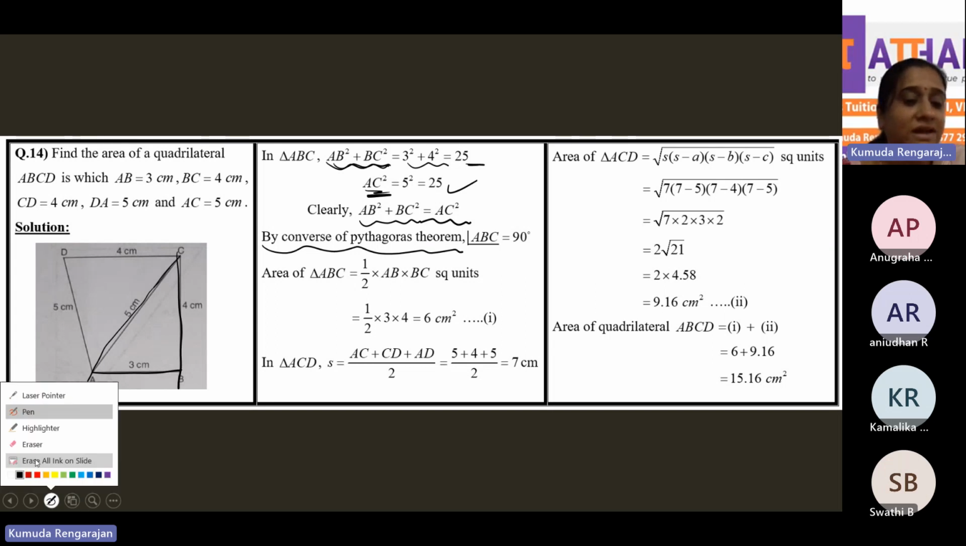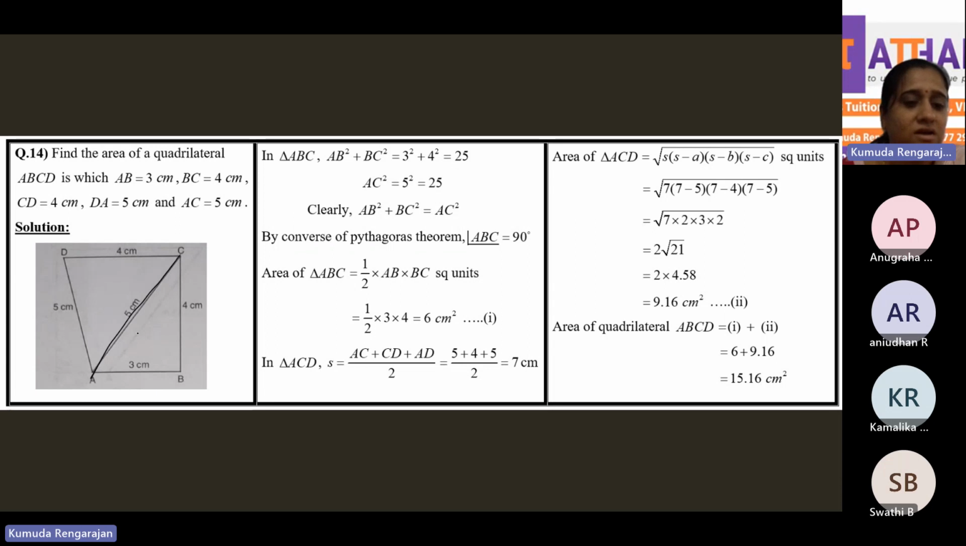And where is the right angle? This is the longest side, so this angle is the right angle. And what is the angle called? Angle ABC. Angle ABC is 90 degrees.